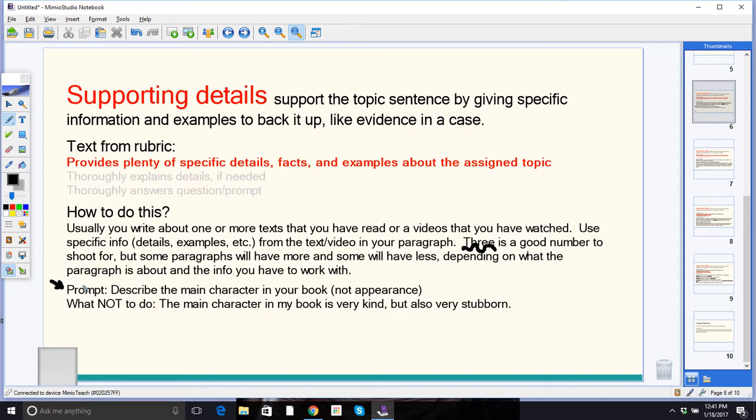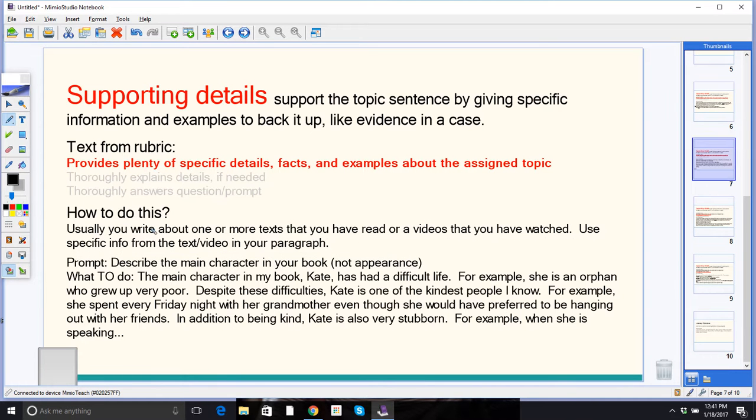It says, describe the main character in your book, not appearance. So here's a sample response, but this is what not to do. This is how not to respond to a prompt like this. It says, the main character in my book is very kind, but also very stubborn. There are no details or examples to back up or prove that the main character is kind and stubborn, which means that this writer has not provided any specific details, facts, and examples about this assigned topic.